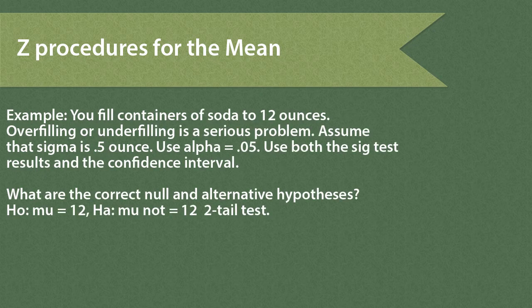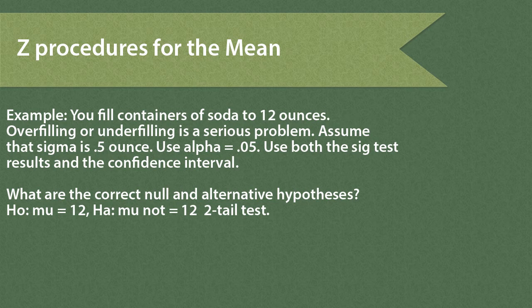Let's look at an example. You fill containers of soda to 12 ounces. Overfilling or underfilling is a serious problem. Assume that sigma is 0.5 ounce. Use alpha equal to 0.05. Use both the sig test results and the confidence interval results.